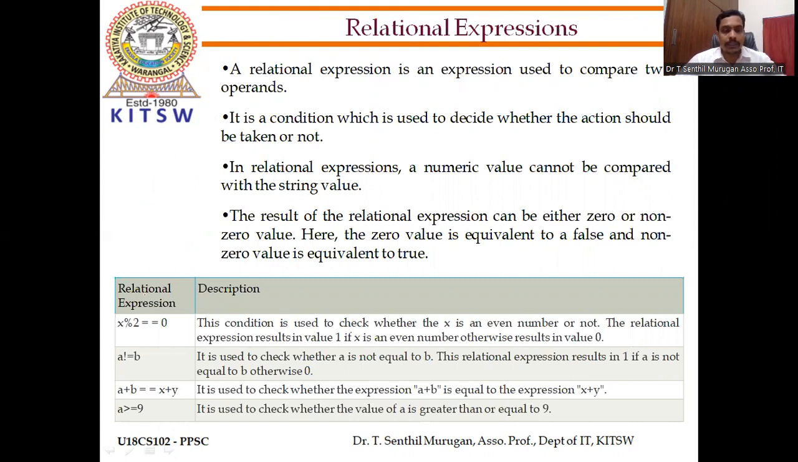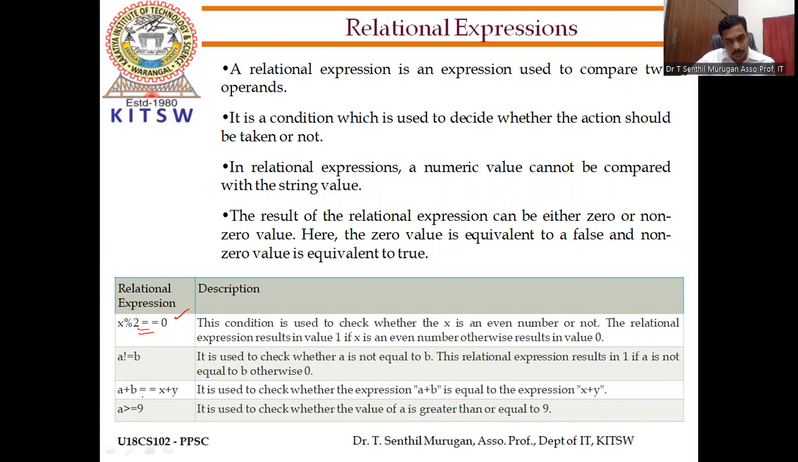In bottom table you just see x modulus 2 equal to 0 means that it may be used for even number. Find that even number. If it is 0 means the number is even. If it is not 0 means the number is odd number. So for that purpose we are using this expression. Okay. A not equal to B. So we are checking A equal to B or A not equal to B. So if it is not equal to B means the answer is 1. If it is equal to B means answer is 0.